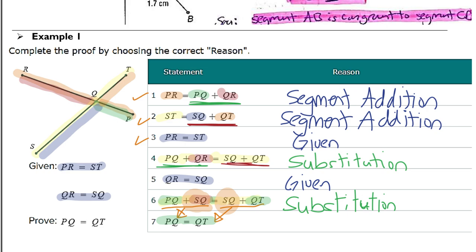Well, they're both SQ. I can subtract to both sides. So we can use our subtraction, because we're going to subtract to both sides. So subtraction property of equality. Now on Alex, it'll say addition or subtraction property. That's fine. So it's either adding or subtracting to both sides. In this case, we're subtracting SQ to both sides.